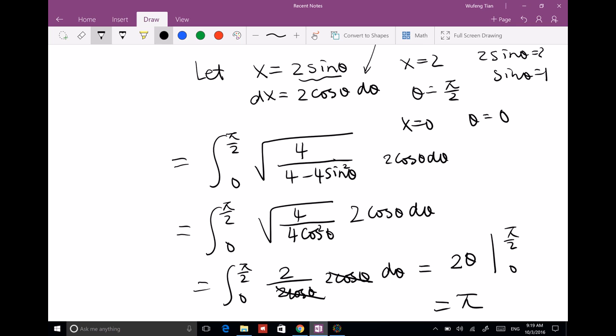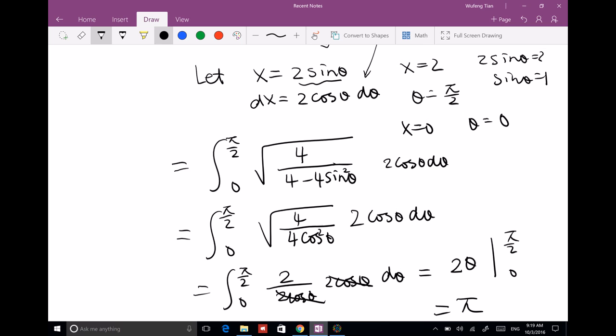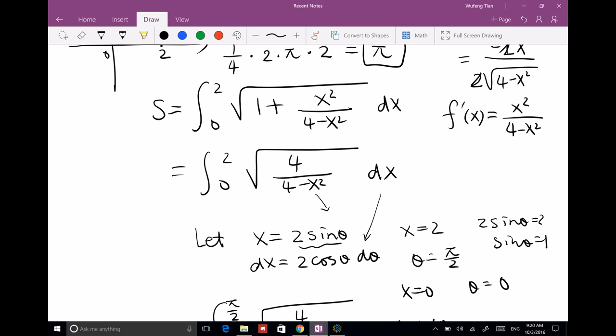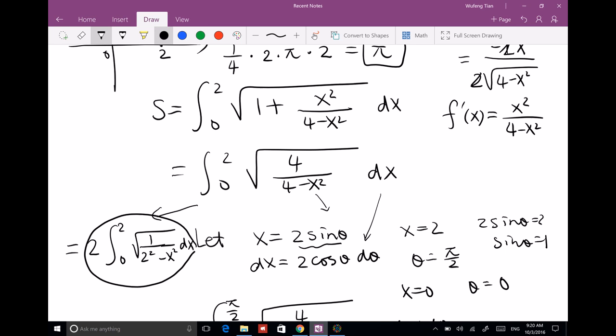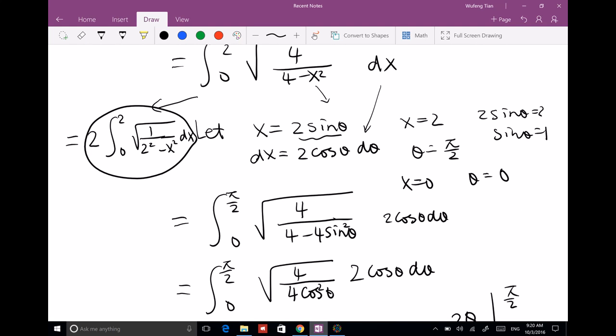Okay, so using the trig substitution, we got pi. Or if you remember the formula, this equals 2 times the integral from 0 to 1 of 1 over the square root of 2 squared minus x squared dx. If you remember the formula, 1 over the square root of a squared minus x squared dx.